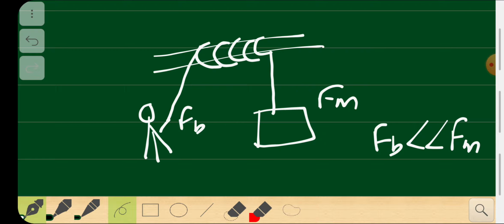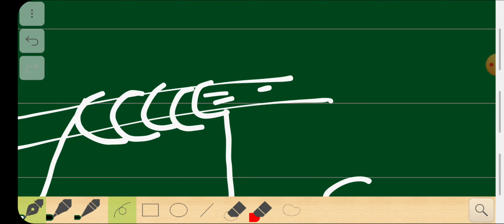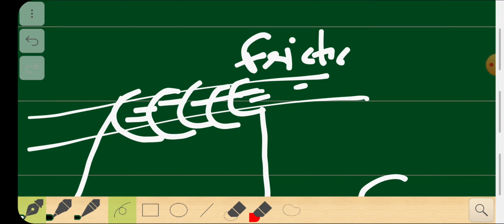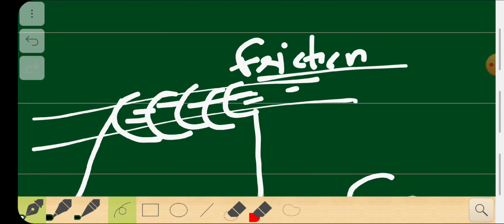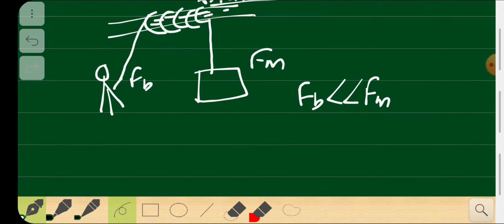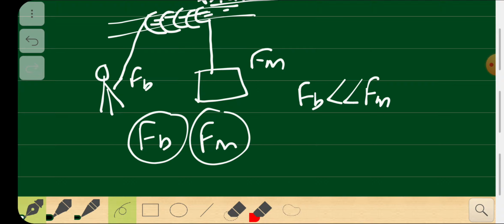The rest of this weight is balanced by the frictional force on the surface of this pole, where the rope is rotating around. So the friction will hold some of the weight. That's the principle behind it. So what is the physics behind it? We need to find out how the force of the boy and the force of the mass are related. What is the equation connecting them? That's what we are going to find out.